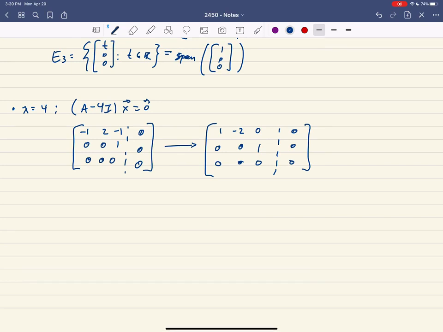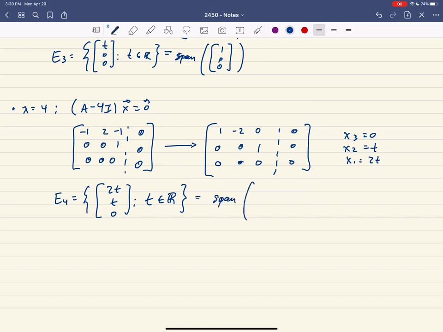Our solution is going to be that x3 is 0, x2 is the value that we parameterize by, so x2 will be t, and x1 then will be 2t. If you look at E sub 4, this is going to be all the multiples of the values 2t, t, 0, where t is in R. In other words, the span of the vector 2, 1, 0.